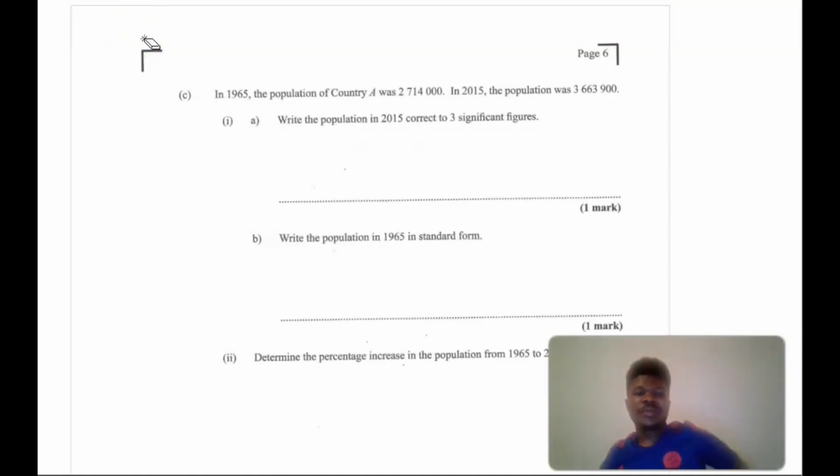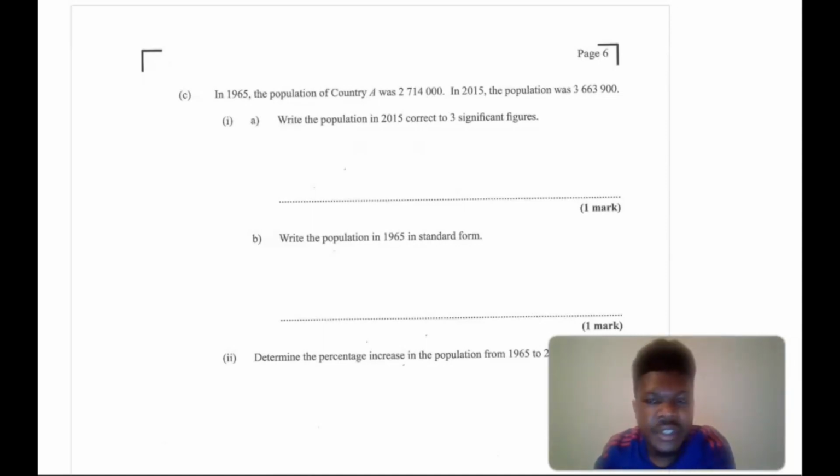So let's continue. In 1965, the population of country A was 2,714,000. In 2015, the population was 3,663,900. So A says, write the population in 2015 correct to three significant figures.